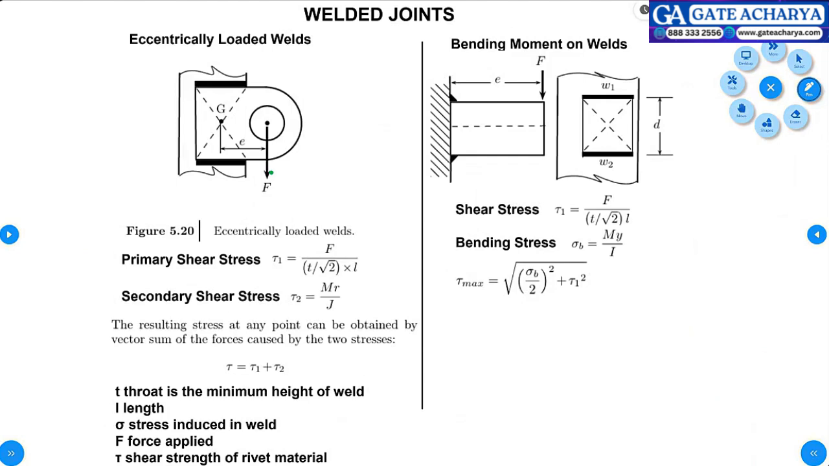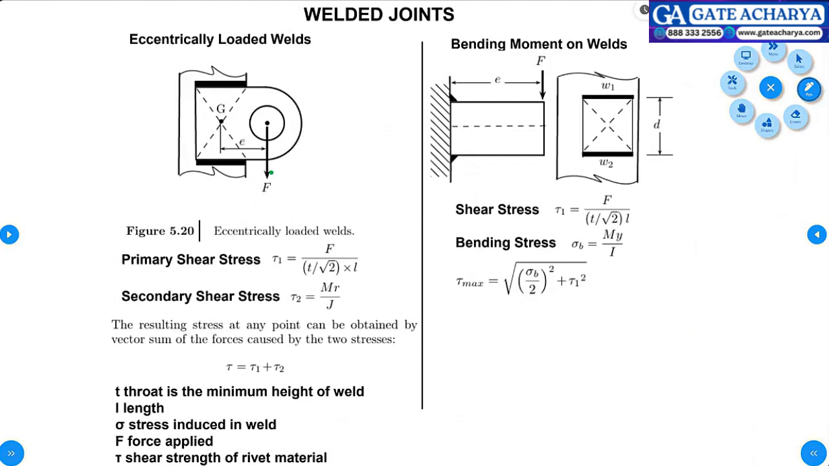So here we need to use J because resistance against shear will happen in both x and y. T is the throat, the minimum height of the weld. That is the critical cross section where you can come across maximum stress. Accordingly, you can select the material and factor of safety.